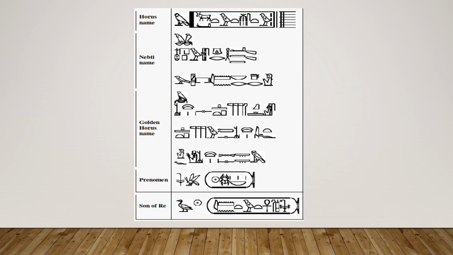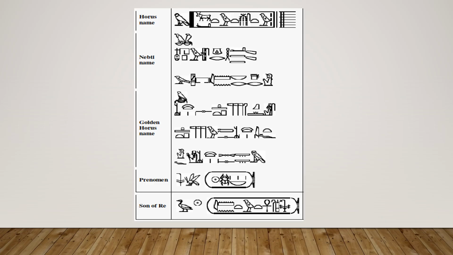So along with the prenomen and the Sarah name, the representatives of the Nile Valley had three other names. They had a Horus name, which began with the Horus symbol. They had the Nepti name, which began with the symbol of the vulture and the cobra, symbols of Upper and Lower Egypt. And then they had the golden Horus name, where we have Horus in this case sitting on a throne, something of gold. I keep forgetting what that is, like a necklace of gold, I dare say.